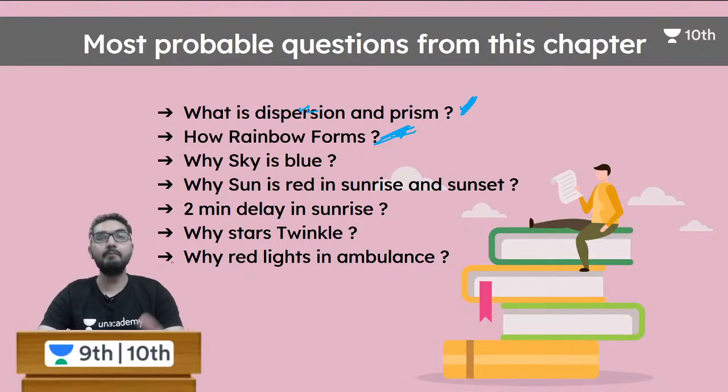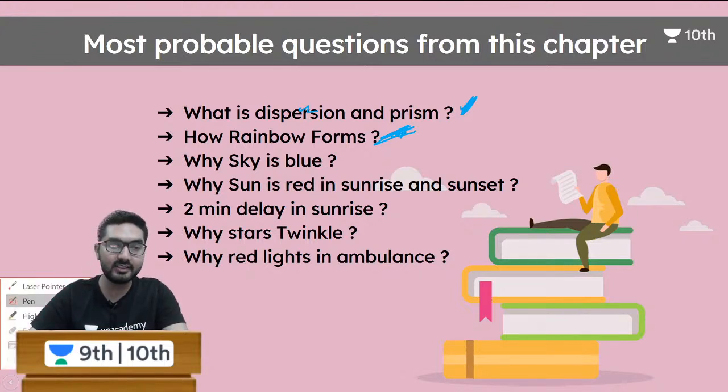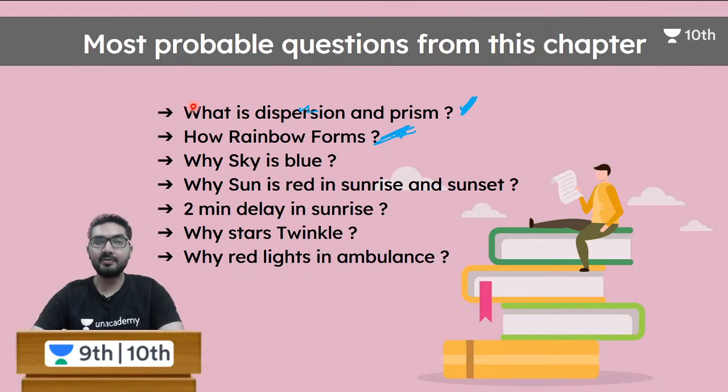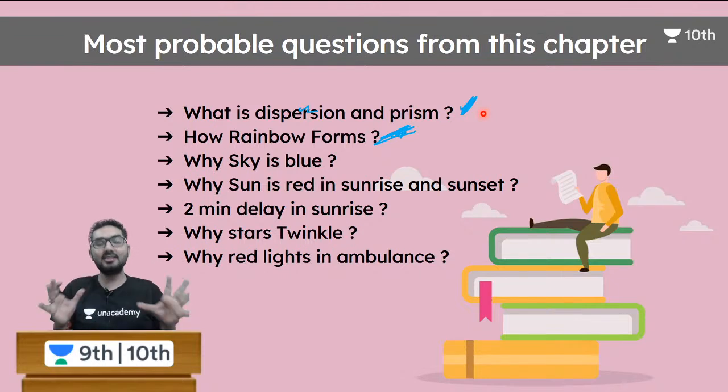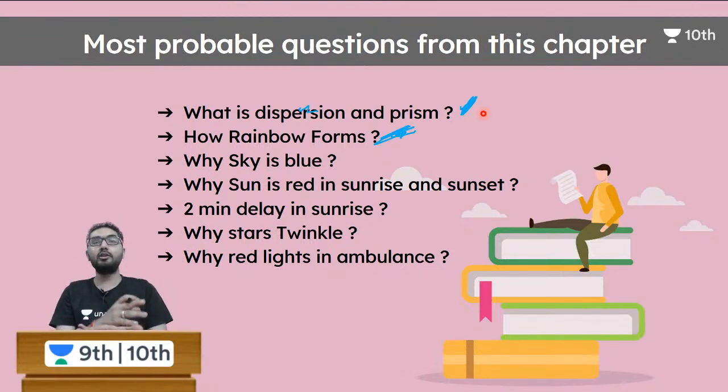And as far as important questions are concerned, these are the important questions. The very first thing is, what is dispersion and prism? Guys, this is a very important question that will be coming related to this chapter. The phenomenon of reflection we have studied, the phenomenon of refraction we have studied, but what is this phenomenon of dispersion?